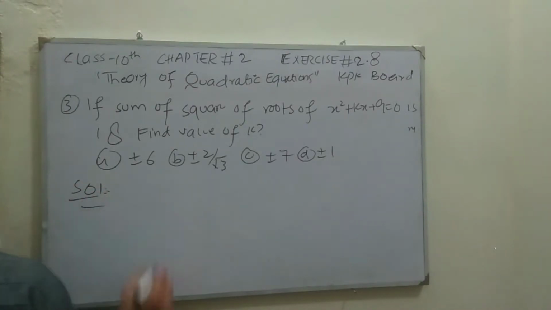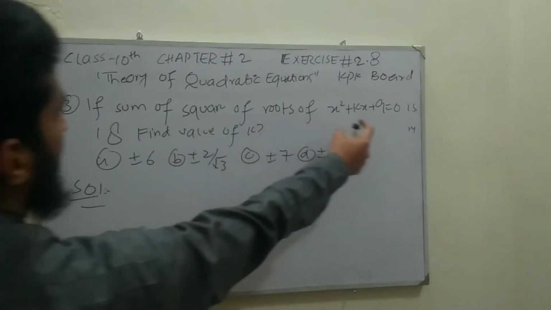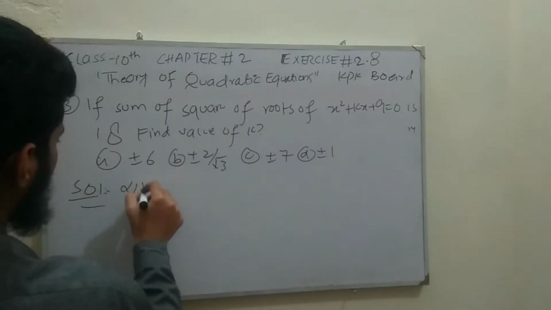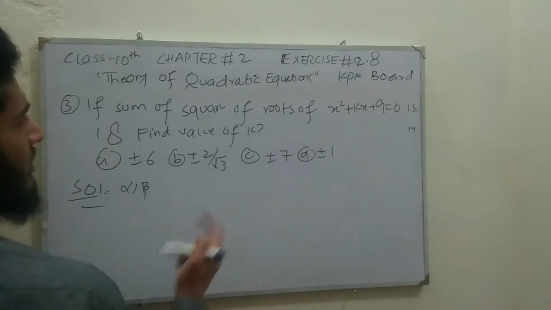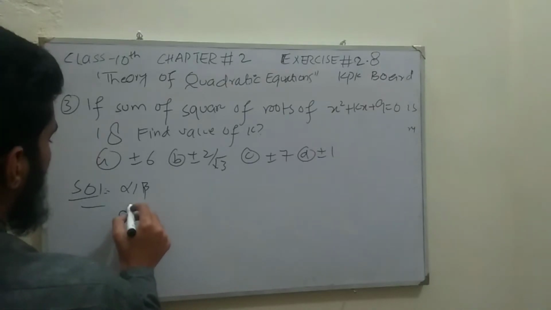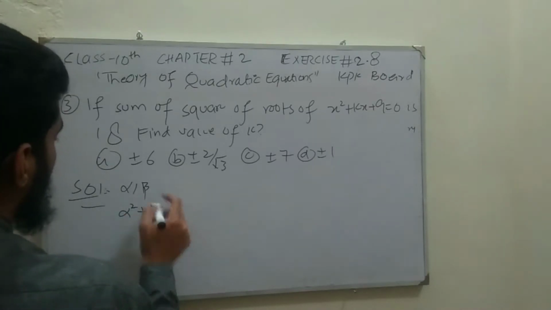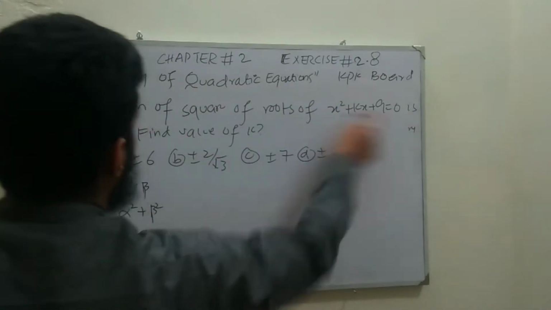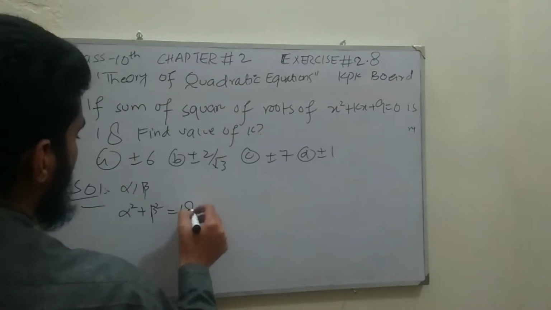Solution. The condition is that the sum of the squares of the roots of this equation is 18. Let the roots be alpha and beta. So the sum of the squares of the roots: taking the square of these roots and adding them, according to the given condition. Sum means adding. This gives us alpha square plus beta square is equal to 18.